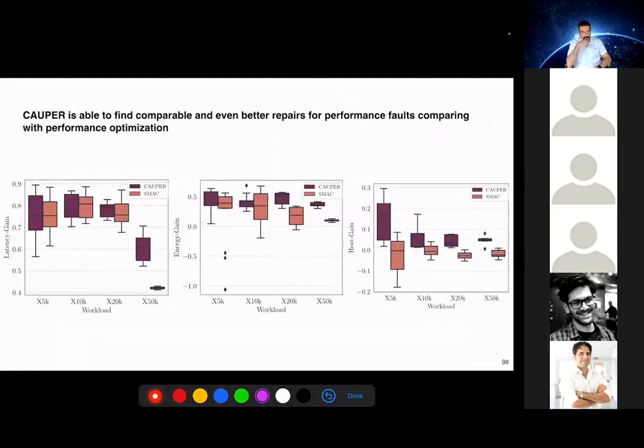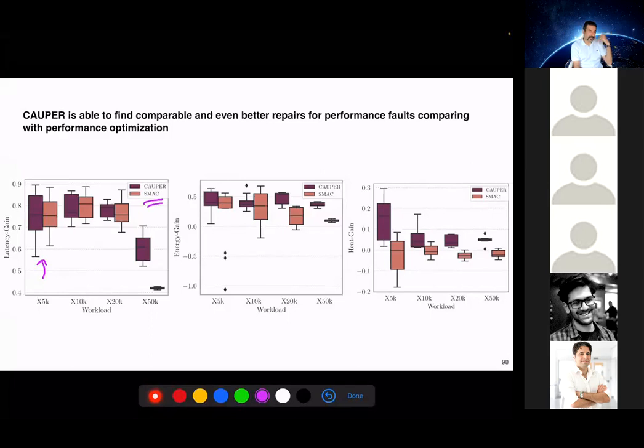And Rahul and Shahryar compared the performance, this is the result that we just got, compared with SMAC. So SMAC is a performance optimization approach. And the key insight that we find out is that our approach, Cooper, is not a performance optimizer. We just want to find a repair. We do not have any claim about optimization.